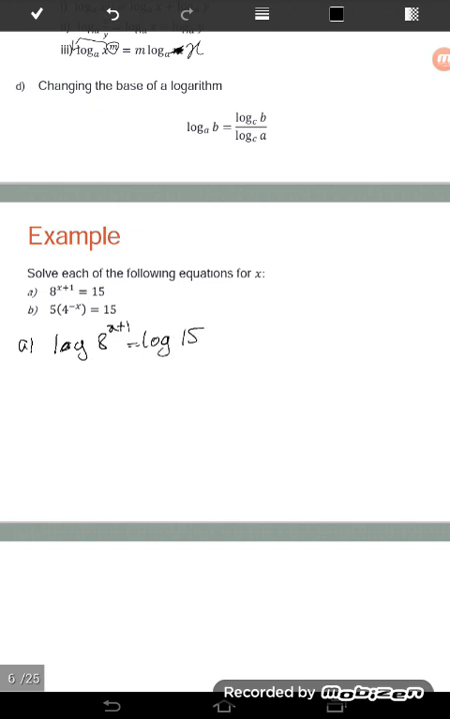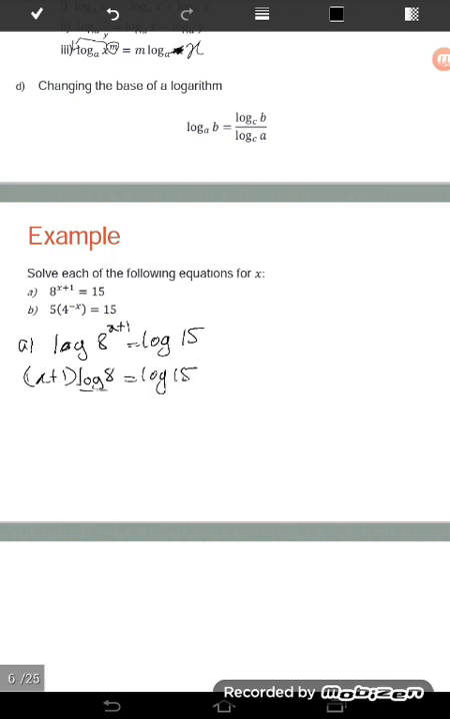Okay, so for the base, use the base 10, because inside the calculator the base of the log is 10. Okay, so if I didn't write the base here, it means that the base of the log is 10. So kalau saya tak tulis, maksudnya dia punya base log ni adalah 10. Okay, so because of the properties of log, this power you can bring in front. So you will have x plus 1 times by log 8 is equal to log 15.